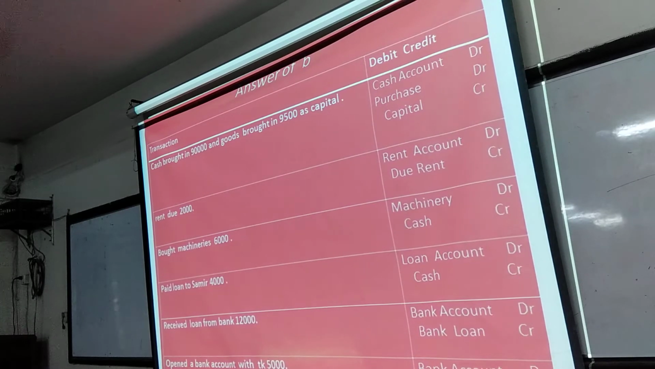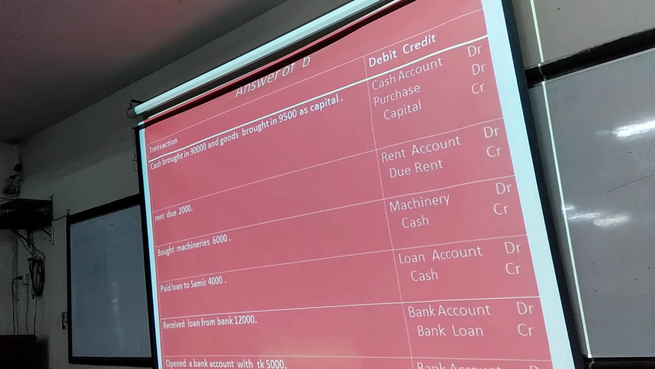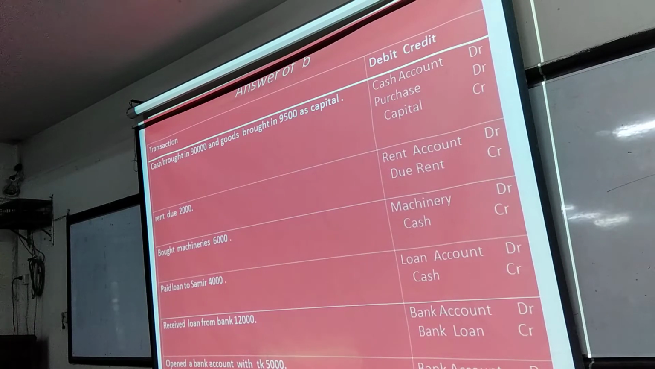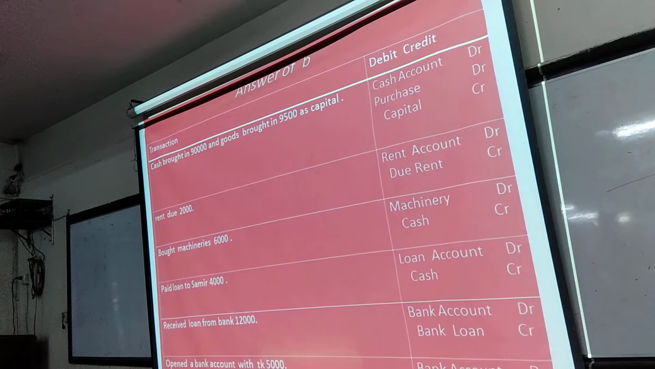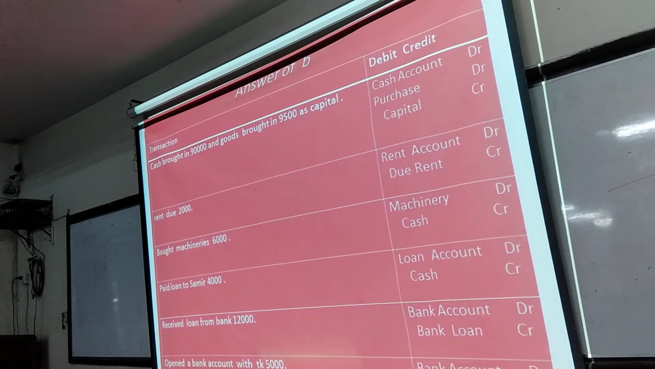Rent account debit, due rent credit. For machinery purchase, asset will be increased. Name of the asset is machinery. Account debit, cash will be decreased. As a result, cash account credit.